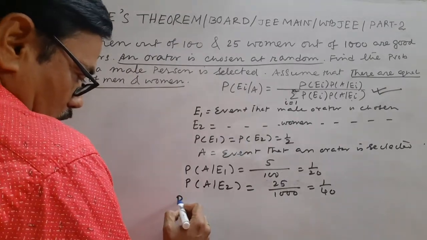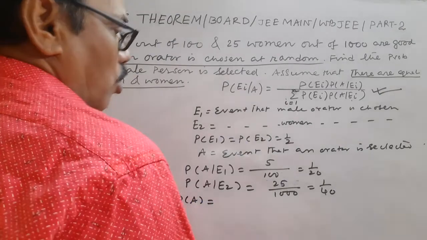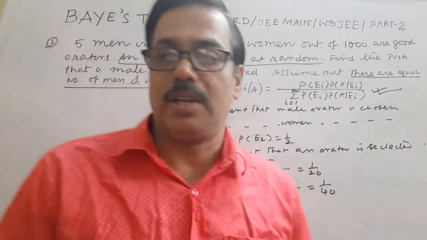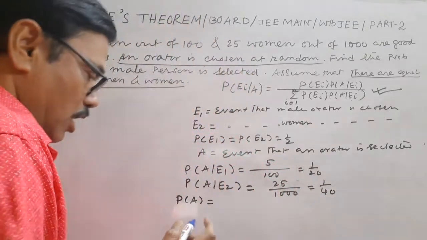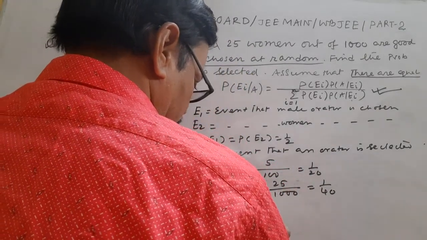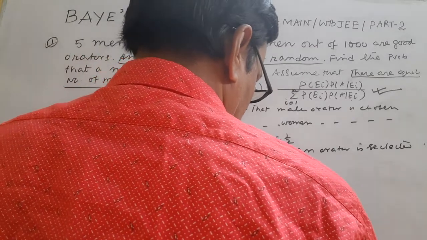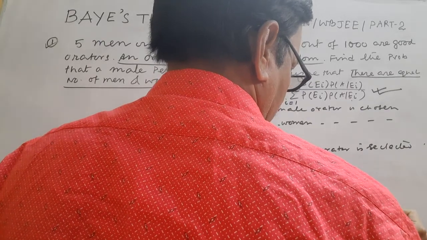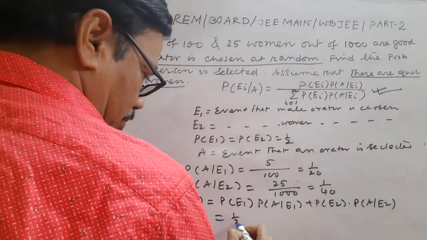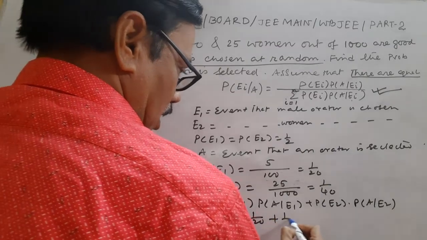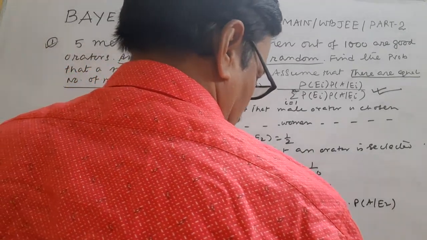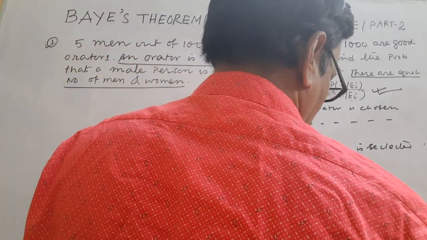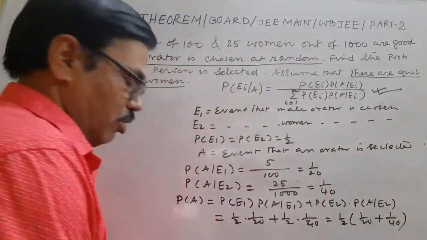So, what is the probability of an orator? It may be from men and it may be from women. That is the total probability. So, P(A) equals P(E1) into P(A|E1) plus P(E2) into P(A|E2). So, P(E1) is half, then 1 by 20, half, 1 by 40. So, half common, 1 by 20 plus 1 by 40. So, this is P(A).